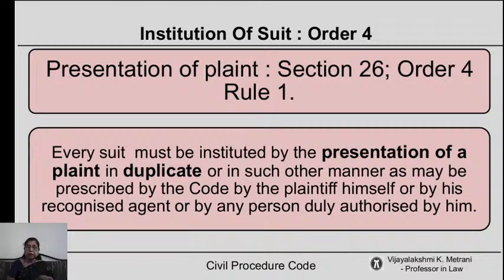Order 4 speaks about this procedure. So presentation, a suit means what? A suit is a proceeding which is instituted by presentation of a plaint.